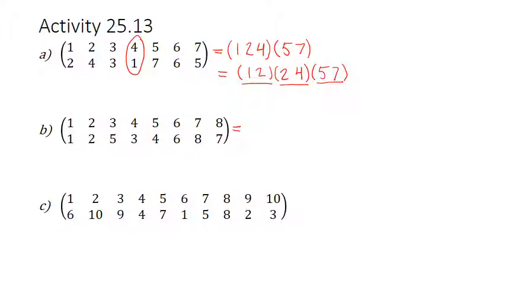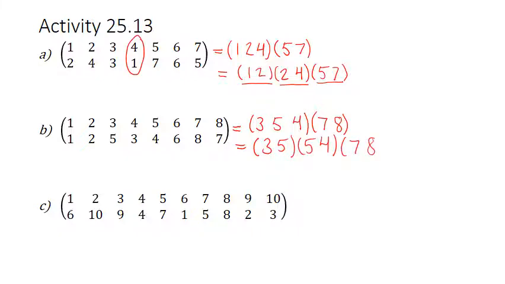Okay, let's do the next one. I'm going to start with 1. 1 goes to 1, so I'll skip that. 2 goes to 2, so I'll skip that. 3 goes to 5, 5 goes to 4, and 4 goes back to 3. So that's that cycle. Then let's try 6. That goes to itself. 7 goes to 8, and 8 goes back to 7. That's that cycle, and that covers everything that's not mapped to itself. So I can break down the first cycle into (3 5)(5 4), and then we have (7 8).